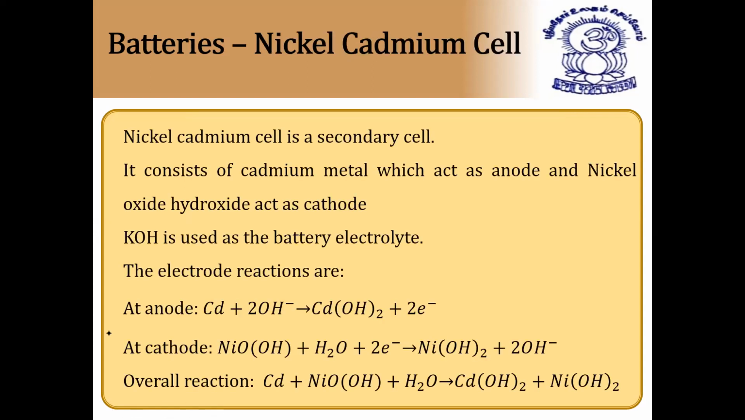Next, nickel cadmium cell. It is a secondary cell. It consists of cadmium metal, which acts as the anode, and nickel oxide hydroxide, which acts as the cathode, and KOH is used as the battery electrolyte. The electrode reactions are: cadmium combines with OH minus ions and forms cadmium hydroxide, and nickel oxide hydroxide combines with water and forms nickel hydroxide and OH minus. And the overall reaction is cadmium combines with nickel oxide hydroxide plus water to form cadmium hydroxide and nickel hydroxide. So this is the reaction.